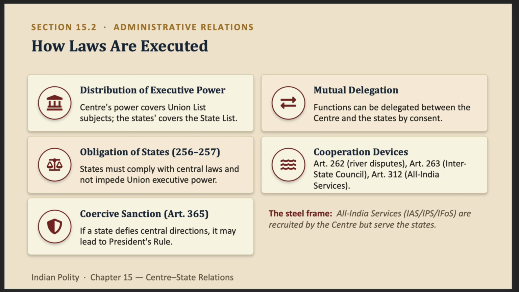But managing a massive, incredibly diverse nation cannot just rely on the threat of the stick. No, it doesn't. The system is fundamentally designed for administrative cooperation, not just coercion. Okay, where's the carrot? Well, the Constitution allows the center and states to mutually delegate functions to ease the operational burden. But the most brilliant cooperative design is found in Article 312. Article 312. The All India Services, specifically the IAS, the IPS, and the Indian Forest Service.